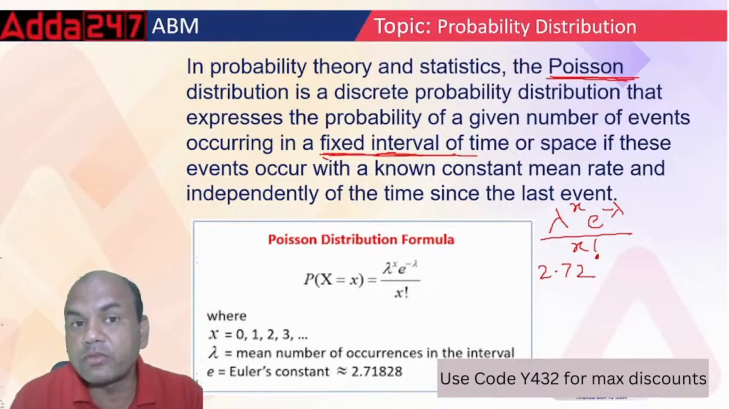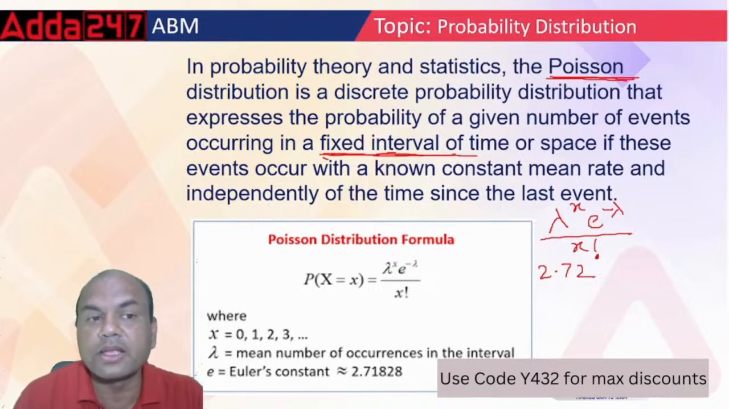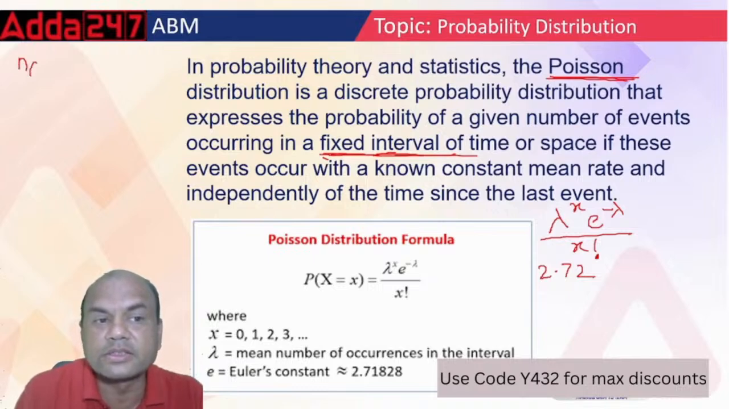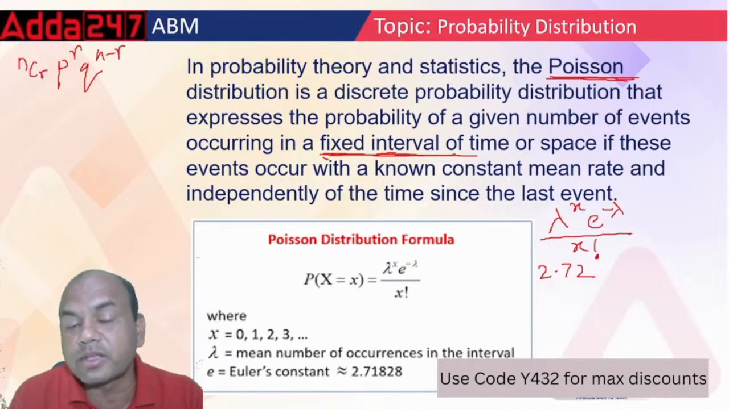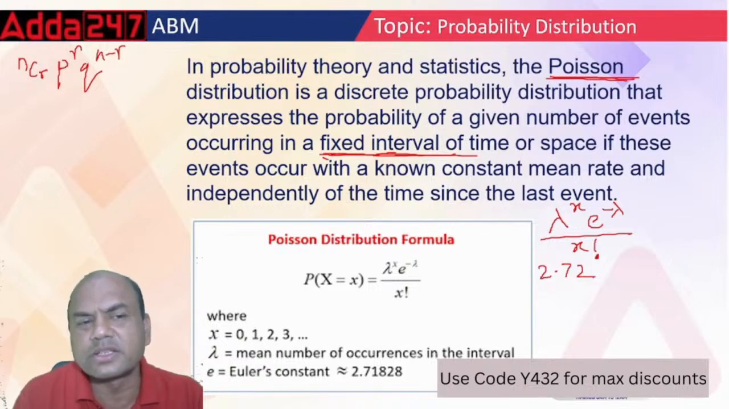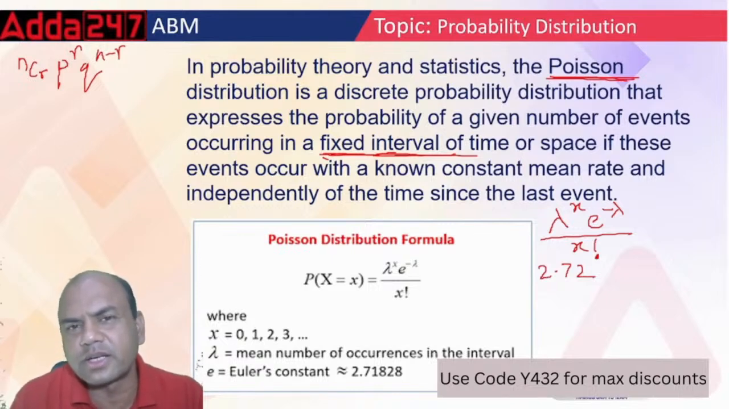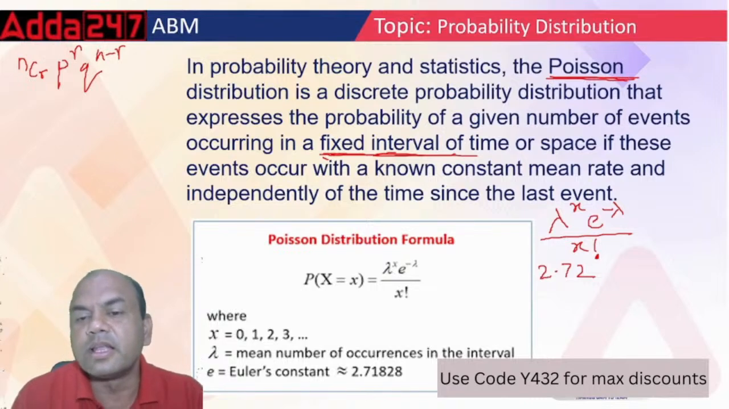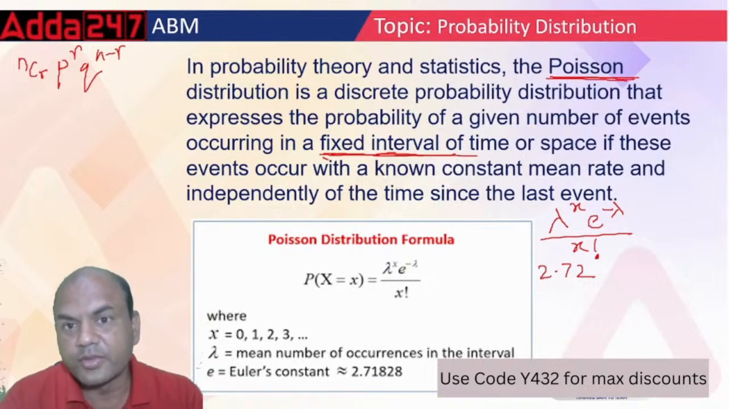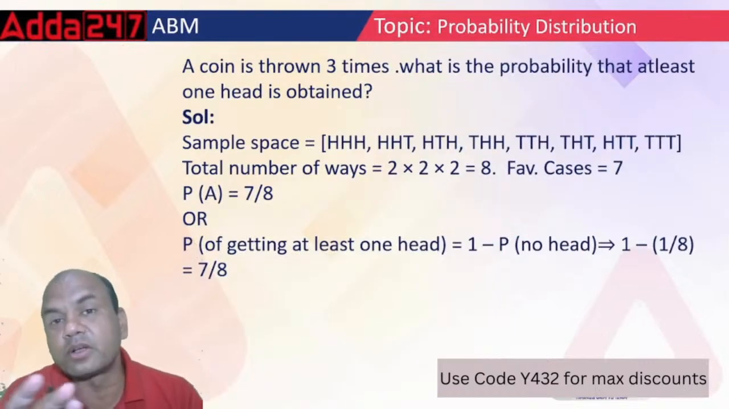So what is the formula for binomial? nCr p raised to r, q raised to n minus r. And what is the formula for Poisson? Lambda raised to x, or r you can call it here. Some books call it r, some books call it x, one and the same thing. Lambda raised to r, e raised to minus lambda, upon r factorial. What is r or x? It is what is asked in the exam. So that was the theory part. Now we'll solve some numericals.